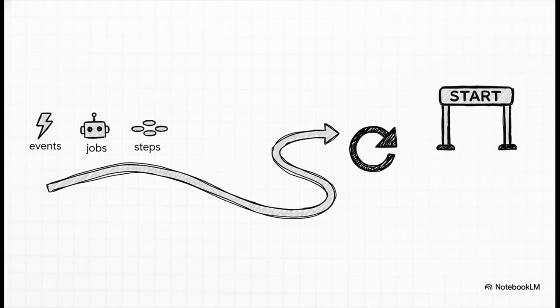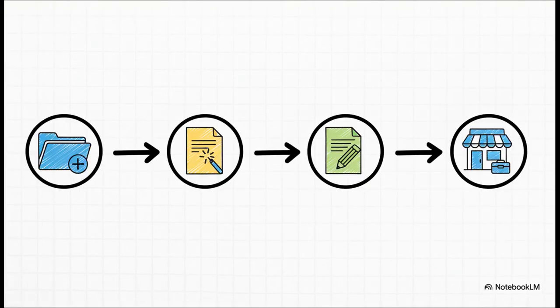Okay, so we've covered the core building blocks, right? Events, jobs, and steps. You can see how, with just these three things, you can build some seriously powerful automations. So now, let's place it on our roadmap and talk about the practical steps you can take to get this up and running in your own projects today. And believe it or not, getting started is way easier than you might think.